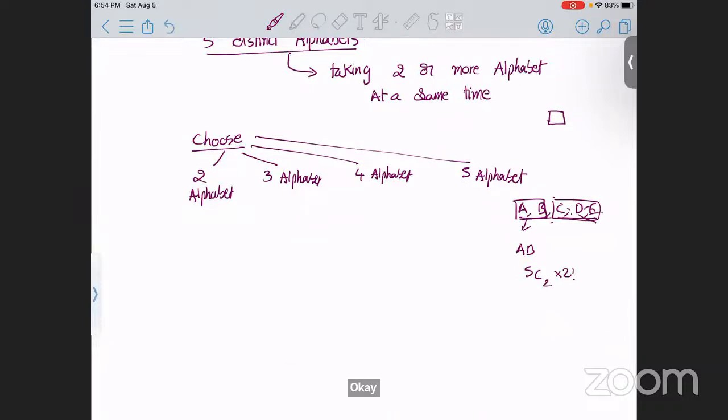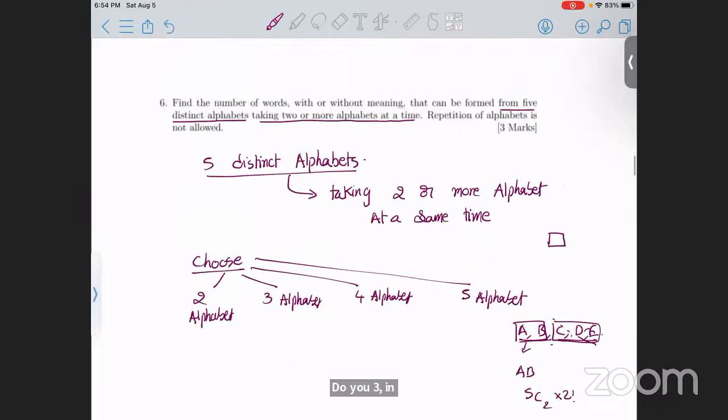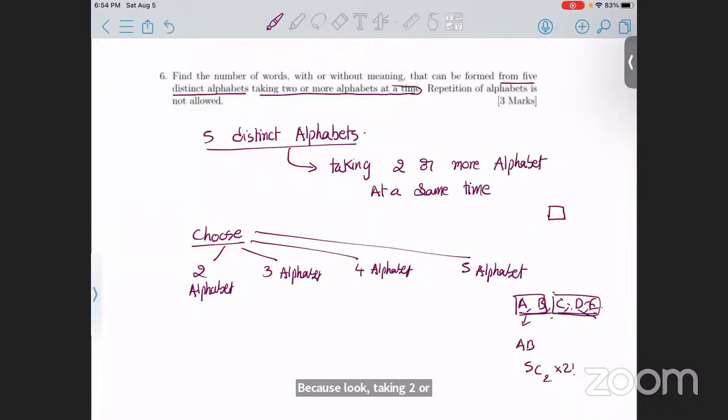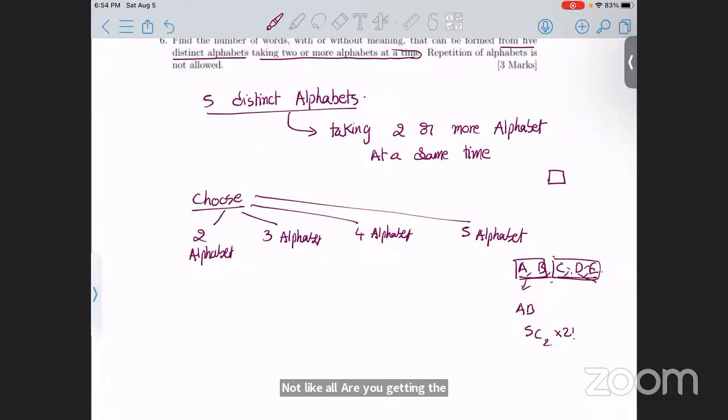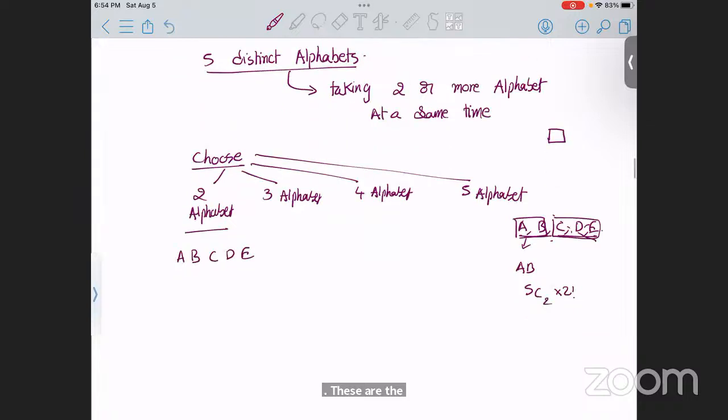Sir, why are we fixing these 3 remaining alphabets? Because look, taking 2 or more alphabets at a time. We have to take only 2 or more alphabets at a time, not all the alphabets at a time. Are you getting the point? Look at this. If you select 2 alphabets, what happened to the remaining 3 distinct? There are 5 alphabets, suppose A, B, C, D, E. We have only the choice to select 2 here in this case. Now, for suppose you select BC, you can only arrange what you have selected. Agree?